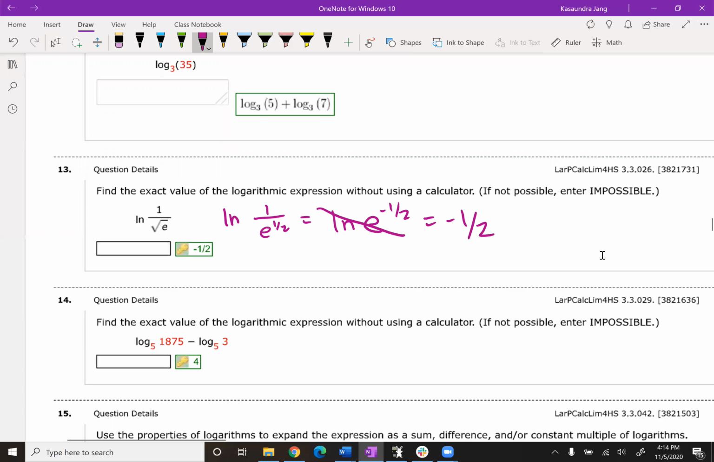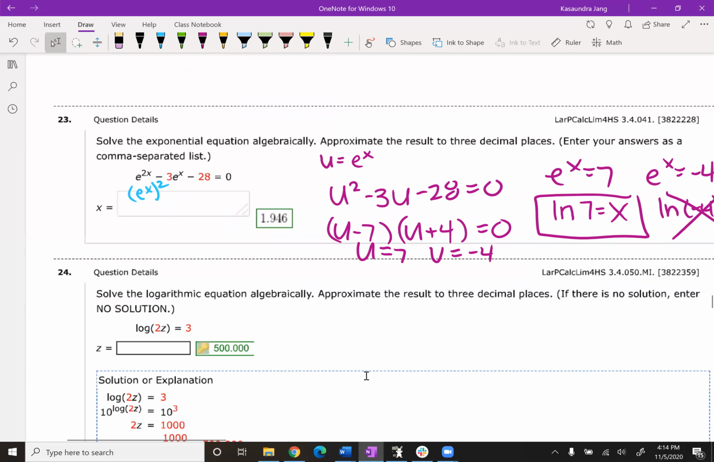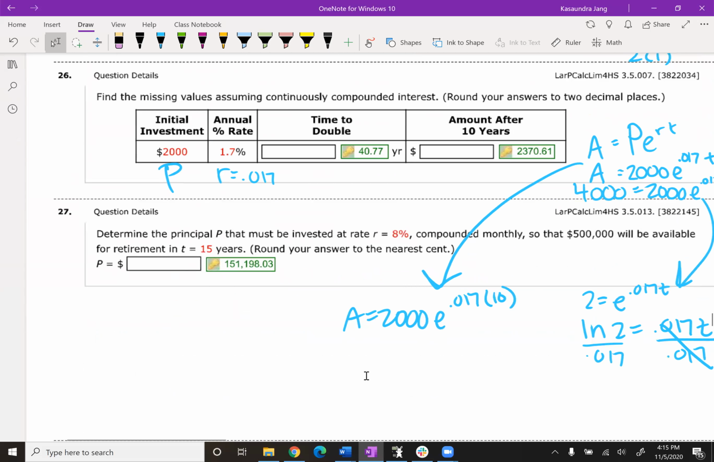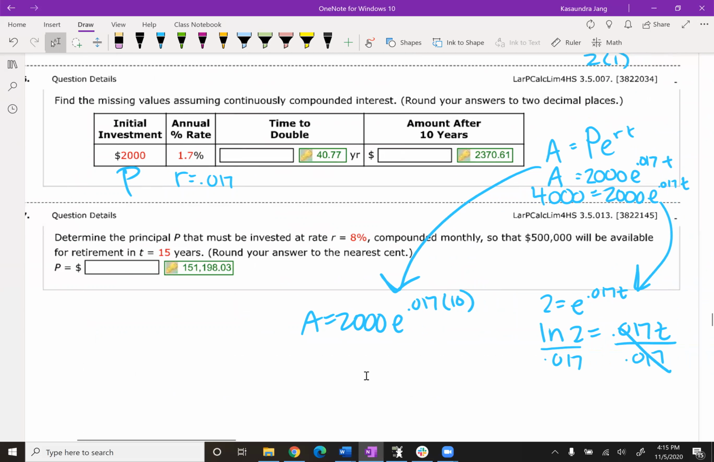All right, no problem. All right, so then Kislev, is there something else you got? 27. All right, 27, I was kind of writing all over the place from 26, so I'm gonna erase this real quick. Okay.